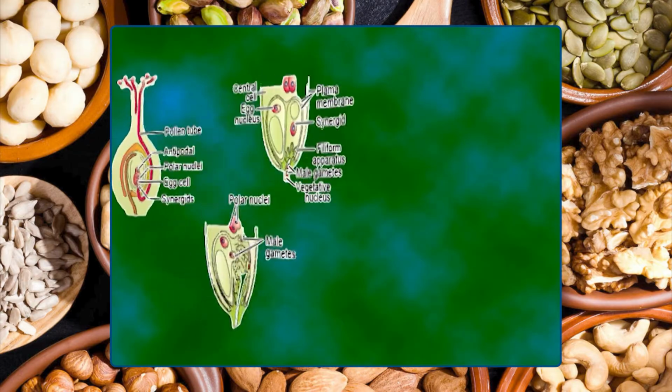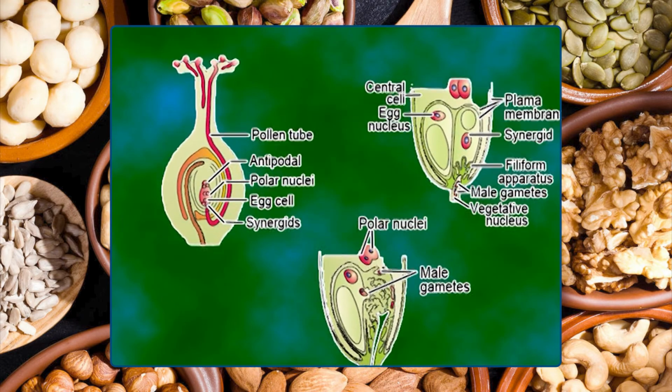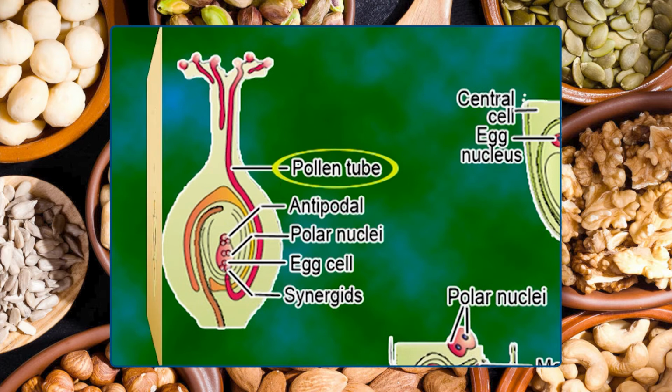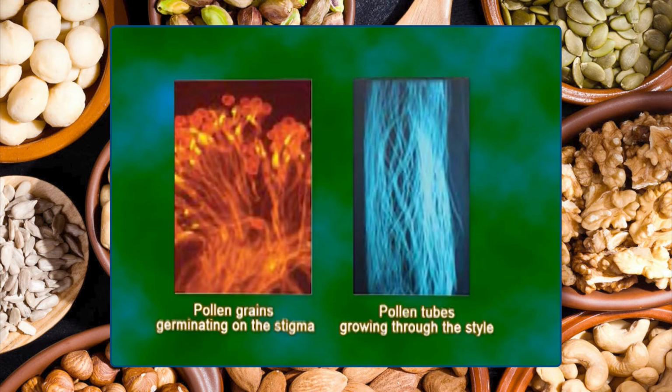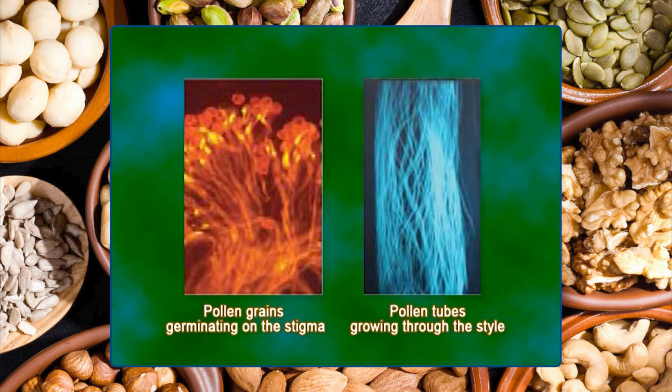Once a pollen grain lands on the stigma of a compatible species, it germinates, resulting in the emergence of a pollen tube from one of the pores of its wall. The contents of the pollen grain migrate into the pollen tube. The pollen tube grows rapidly through the tissues of the stigma and style and reaches the ovary. After entering one of the synergids, the pollen tube releases the 2 male gametes into the cytoplasm of the synergid.